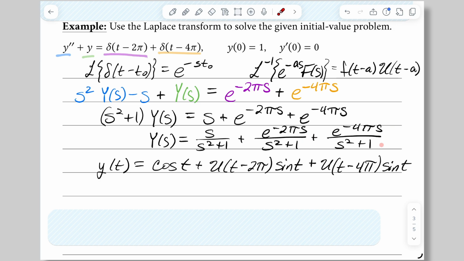All terms are positive. The inverse transform then, s over s squared plus 1 transforms to the cosine of t. For e to the negative 2 pi s, remember that's going to give us the unit step function of t minus 2 pi times the sine of t is what I've written. And then e to the negative 4 pi s, again, u of t minus 4 pi times the sine of t, because remember that the sine of t minus 2 pi and the sine of t minus 4 pi are both the sine of t because of the period of the sine function.